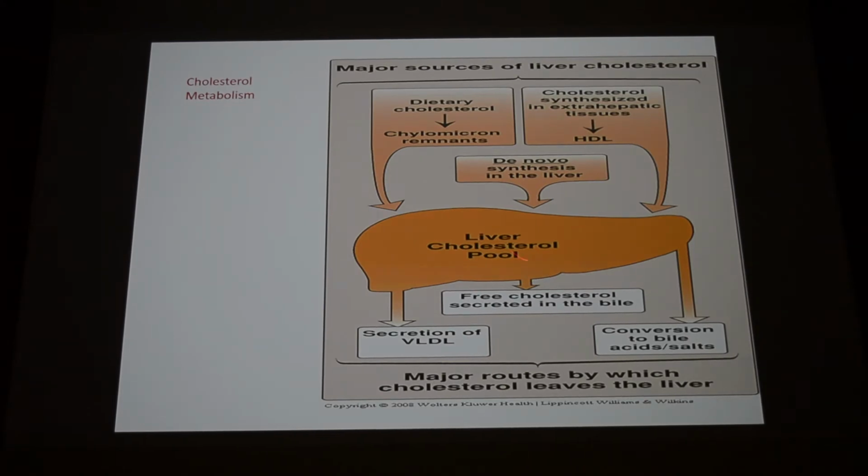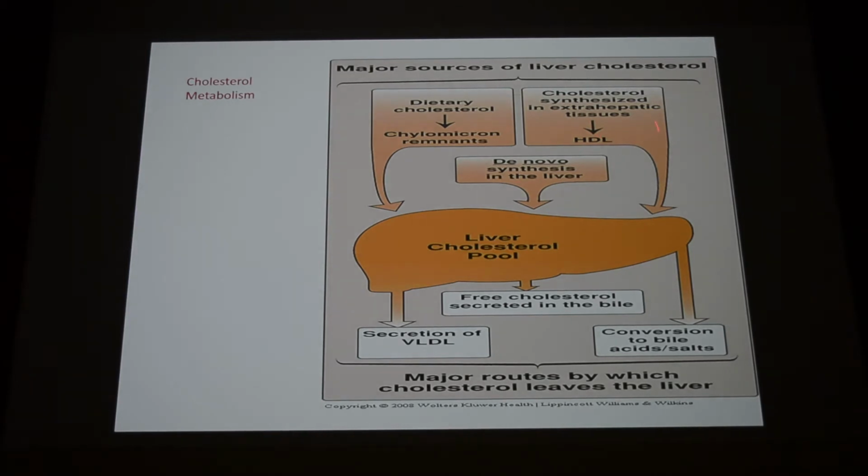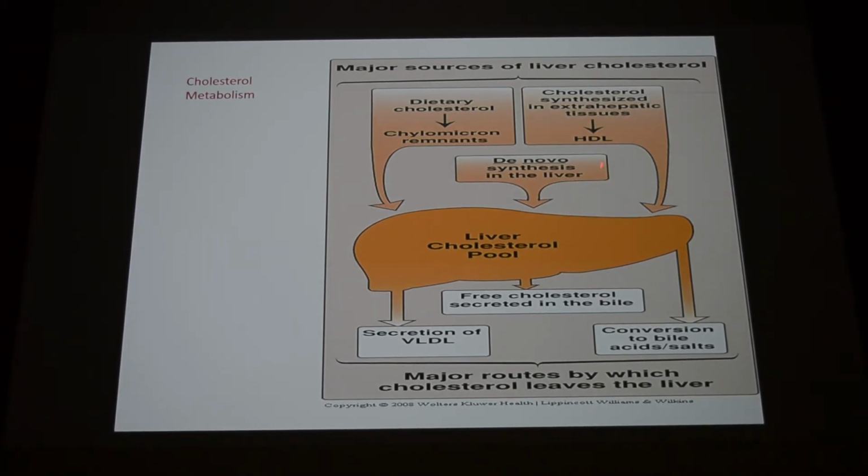So this slide summarizes the sources of cholesterol. From dietary cholesterol transported by the chylomicron remnant, from the synthesis of cholesterol, which we call de novo synthesis that occurs in the liver, or from the HDL, which is the type of lipoprotein that transports extrahepatic cholesterol from extrahepatic tissue to the liver.